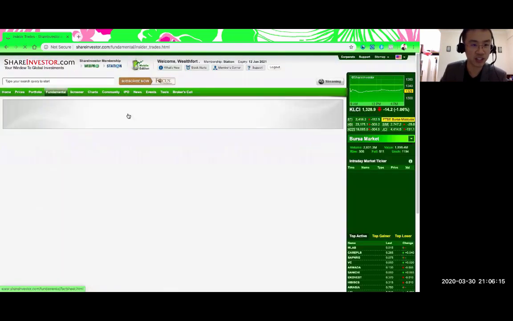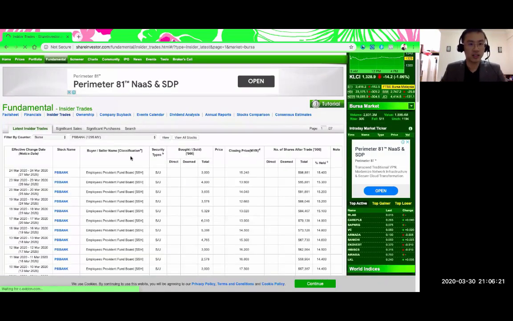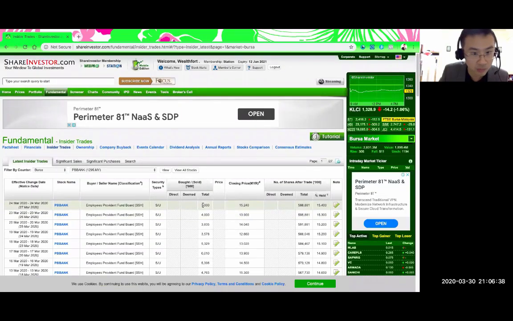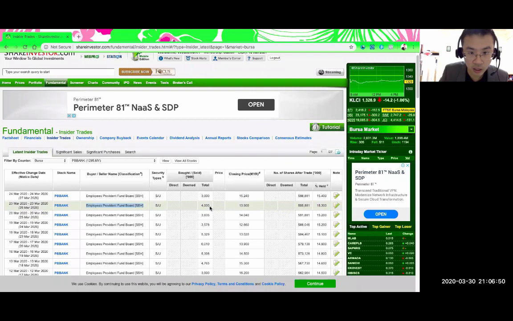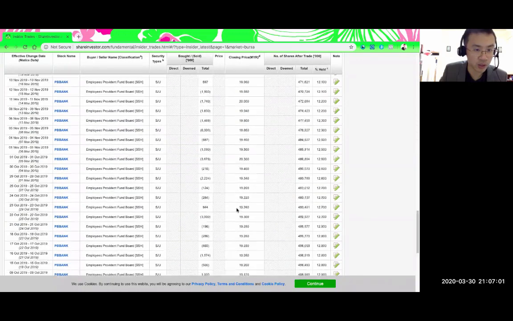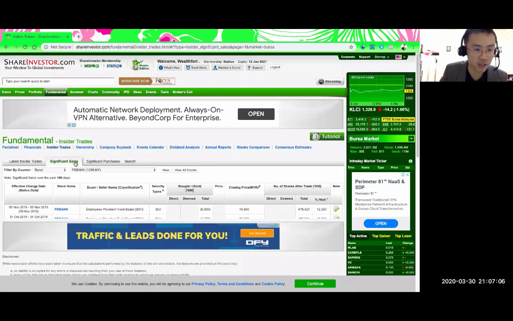So let's go to insider trades. On ShareInvestor Station, you can find insider trades. Let's say Public Bank, you know that, EPF today, so they bought 3,000, at what price? Yesterday, EPF again bought 4,000. So this is the value of the trade. So it will tell you what the insiders are doing. And then you can find significant sales.